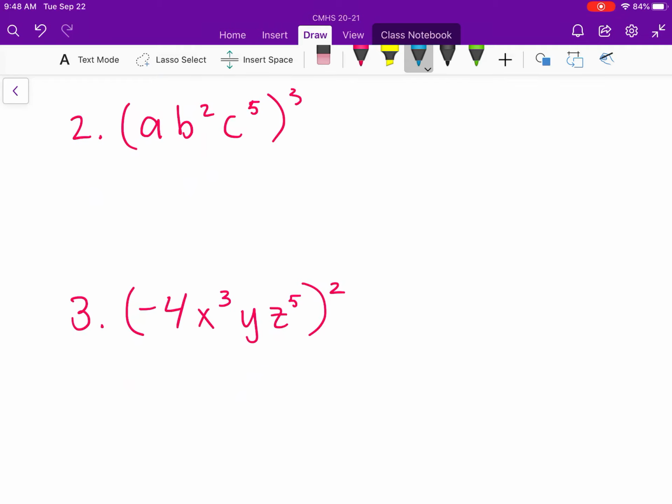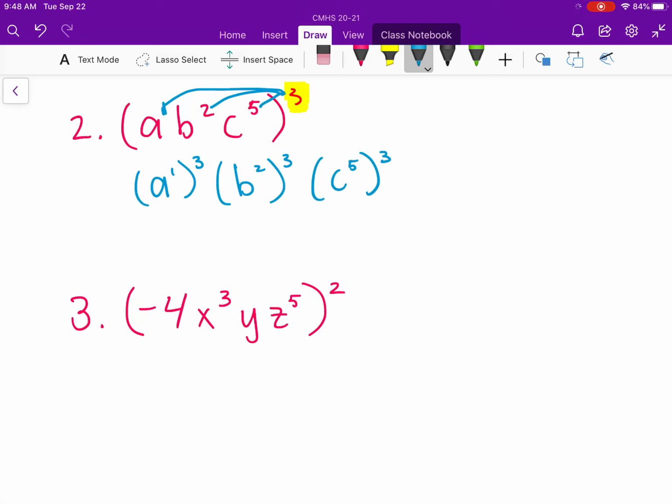Okay, the next one, we have a bunch of different things going on the inside. So what we're going to do is multiply, there's our invisible 1, multiply the 3 by each one. I'm going to do an extra step and distribute, but you don't have to do that if you don't want. I'm going to kind of cheat and fake distribute this 3 to every single thing. So let me show you what I mean. The a, I say a to the first power cubed, b to the second power cubed, and c to the fifth power cubed. I kind of took this 3 and multiplied it by every single one.